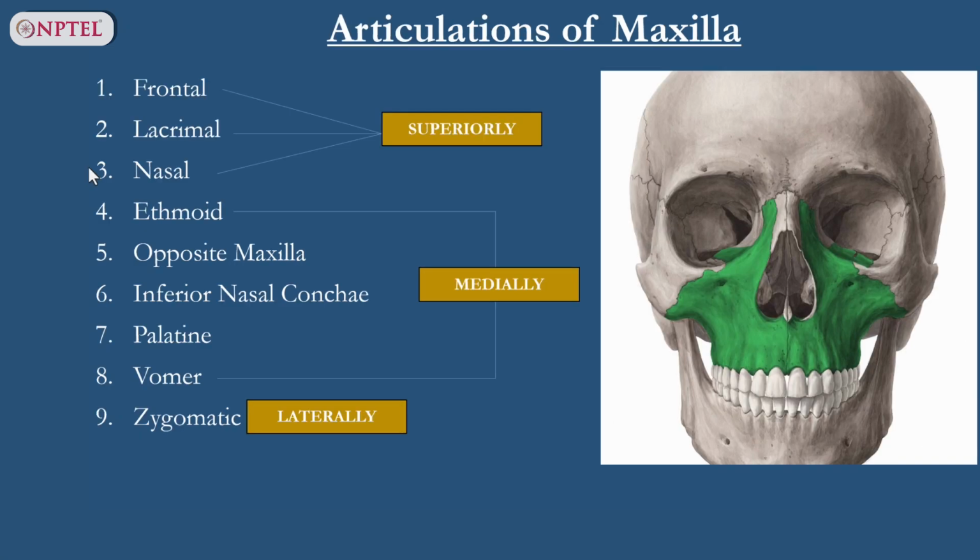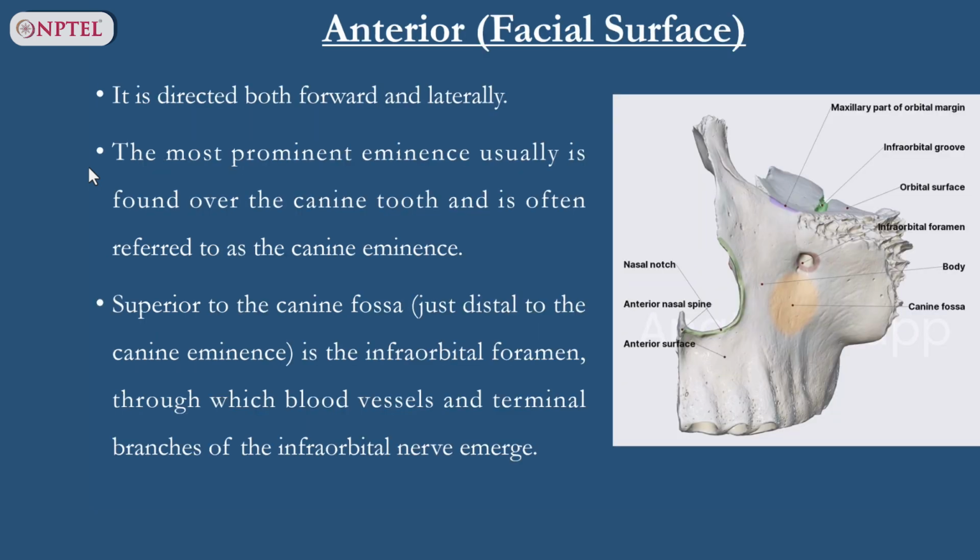If we talk about articulations of the maxilla, it articulates superiorly with the frontal bone, lacrimal bone, and nasal bone. It articulates medially with the ethmoid, opposite maxilla, inferior nasal concha, palatine, and vomer bones, whereas it articulates laterally with the zygomatic bone. The anterior or facial surface of the maxilla is directed both forwardly and laterally.